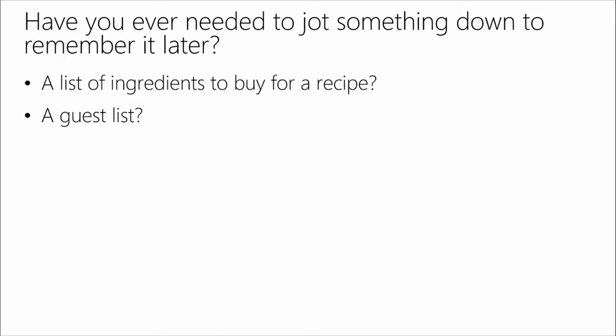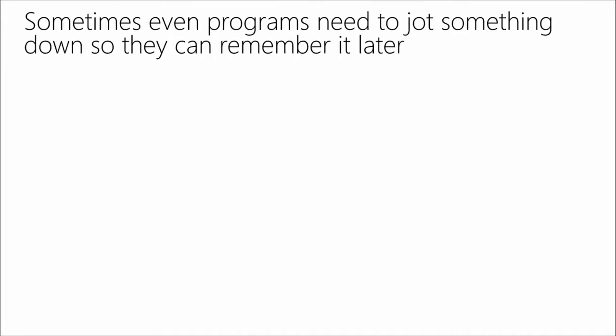So, things like a list of ingredients to buy for a recipe, that guest list, although Susan's going to throw me right off of it, a phone number. You need to be able to jot things down. And just like you do in real life, that holds true in digital form as well. That we do need to be able to store files.